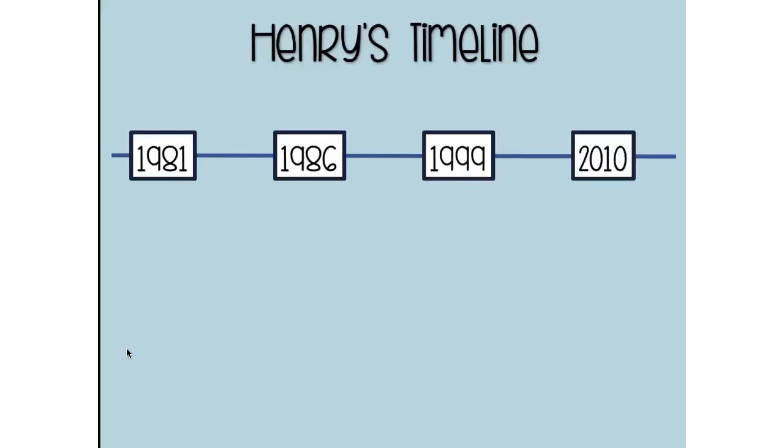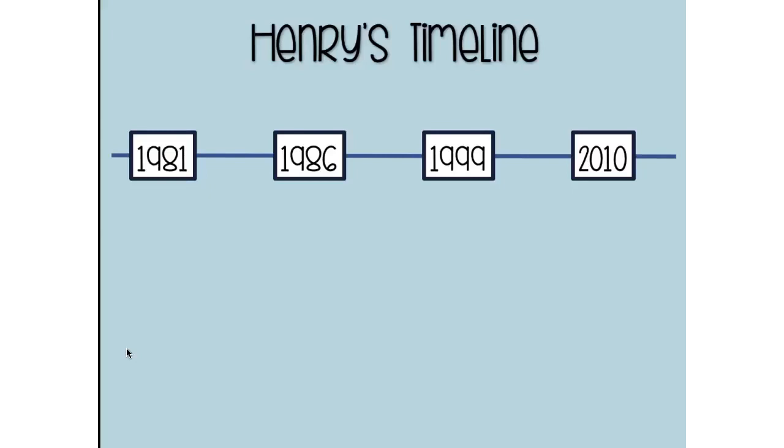Now, just like in a story, I want to start with the beginning and then go to the middle and then the end. So I started at the very beginning, 1981, and I worked my way through the events to 2010. And now what I want to do is go back and think about the information about the events and add that to the timeline.